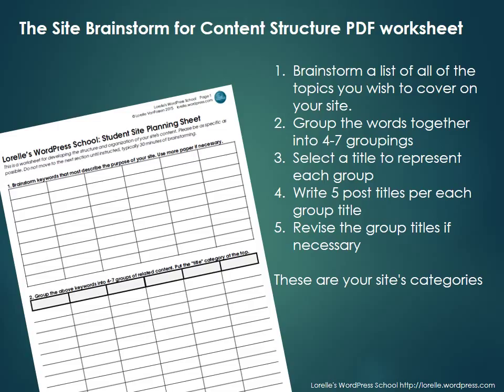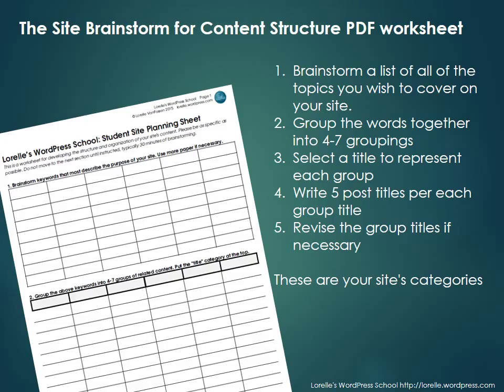Then I want you to break this down and write 5 post titles for each group title, for each category name. Something interesting may happen here, and I don't want to give away any of the secrets, but it's really fascinating when you think you know what you want to talk about, when you know the purpose of your site, and then you start coming up with post titles. Don't write the whole post, just the post title.